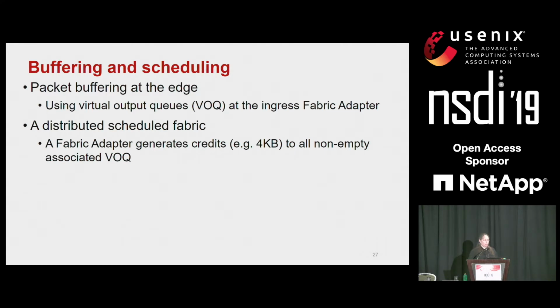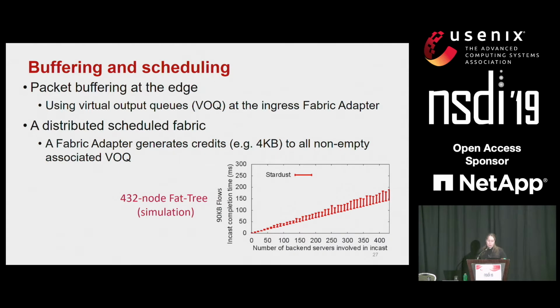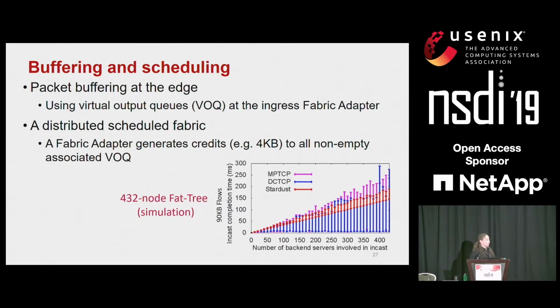What it means is that if I'm looking at a case of an incast, where I have an increasing number of servers sending packets toward the same destination, what Stardust will provide is a fair distribution of the bandwidth, so all the flows will complete around the same time. This is in contrast to other protocols that can have flows that finish quite quickly, while others are being starved.